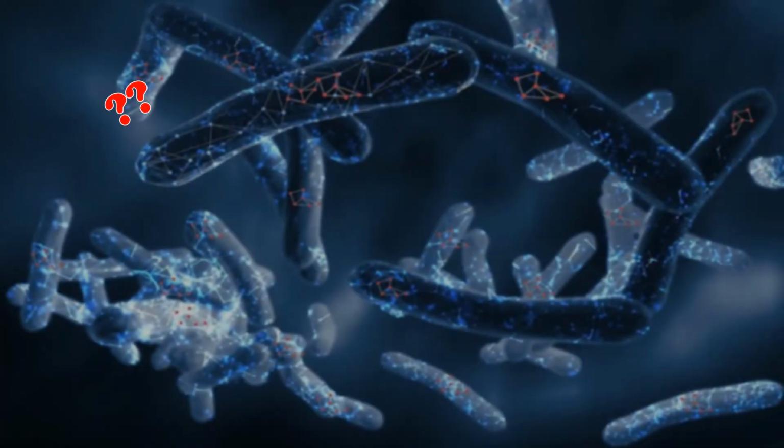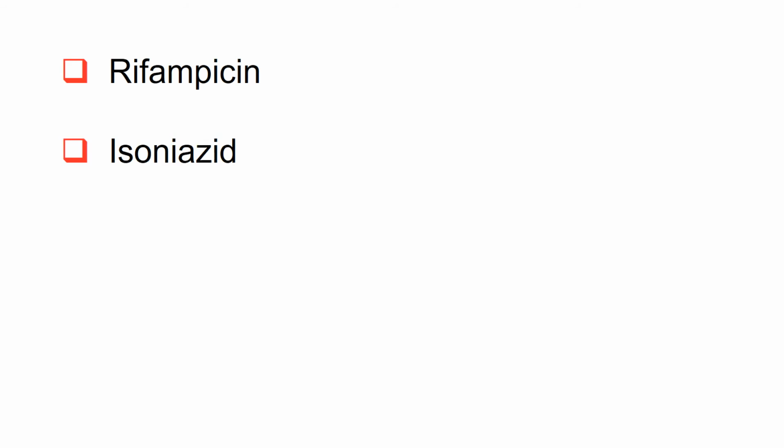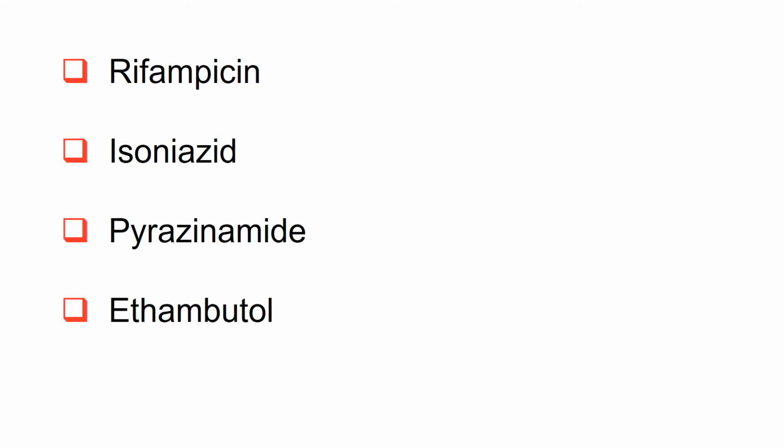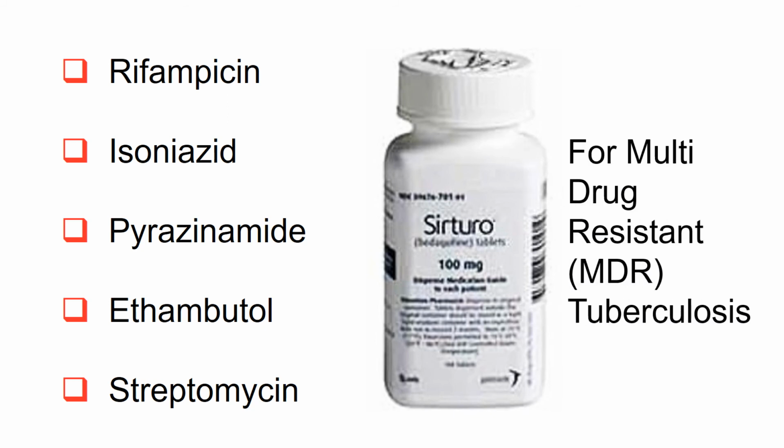But if prevention fails, then what is the cure for tuberculosis? Treatment usually depends on diagnosis by a doctor, but common antibiotics used include rifampicin, isoniazid, pyrazinamide, ethambutol, streptomycin. Though at times the bacteria may be resistant to some of these drugs, newer drugs and vaccines are being developed to stop this disease, one of which is Cetro, which is used particularly for multi-drug resistant tuberculosis.